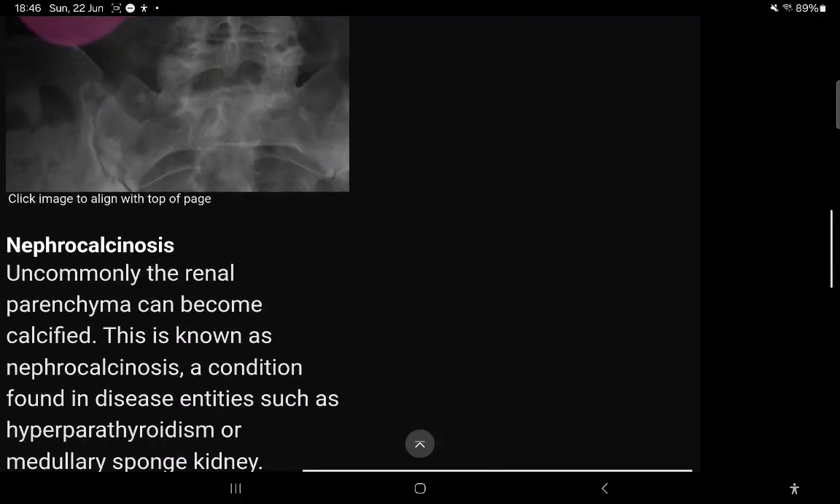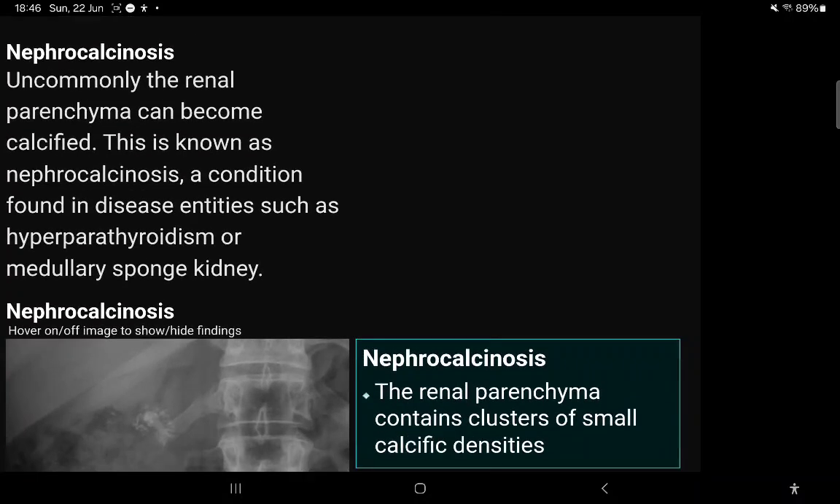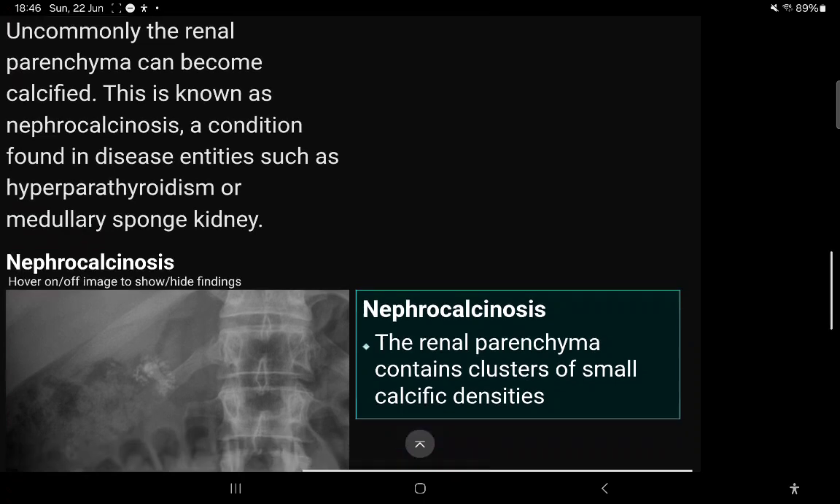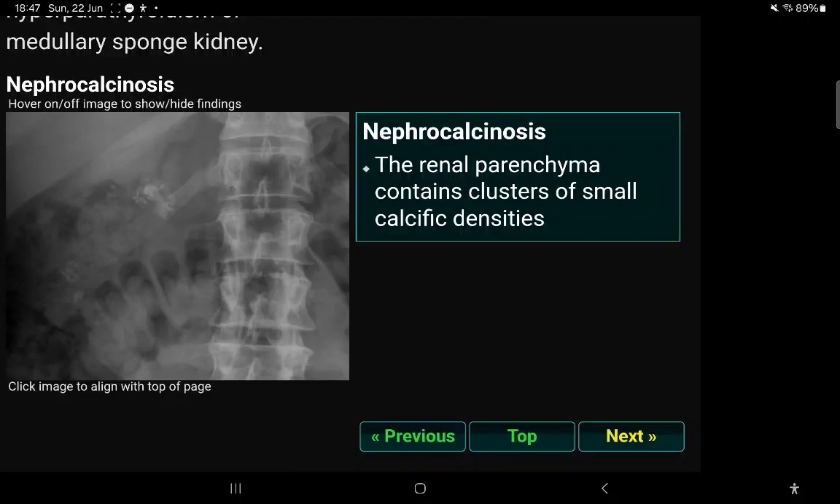In cases of nephrocalcinosis, uncommonly the renal parenchyma can become calcified. This is known as nephrocalcinosis, a condition found in disease entities such as hyperparathyroidism, one of the metabolic disorders causing calcium deposition within the kidney, and medullary sponge kidney, which is another type of abnormality. Nephrocalcinosis, like in this image, we can see cortical type of nephrocalcinosis.